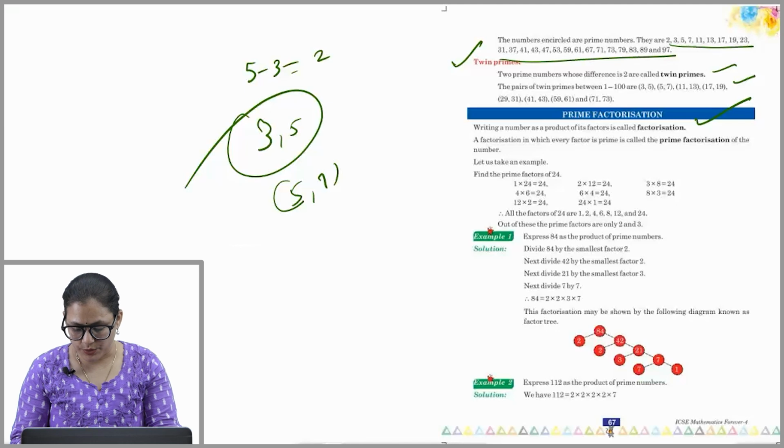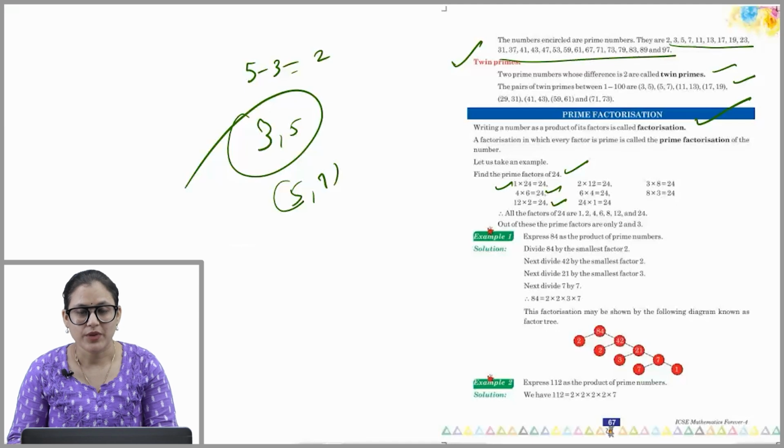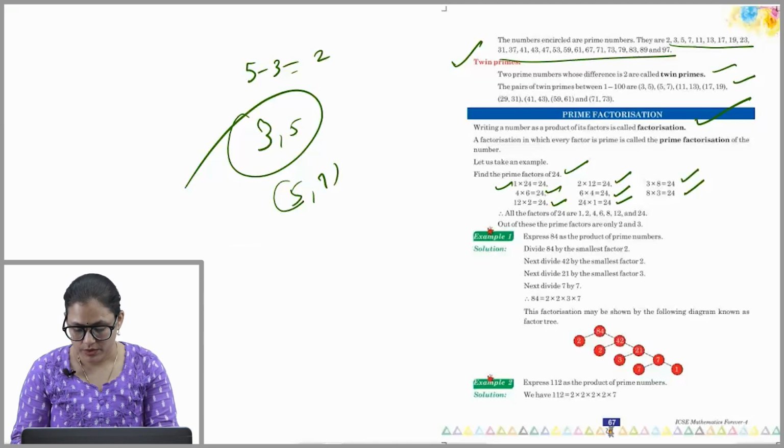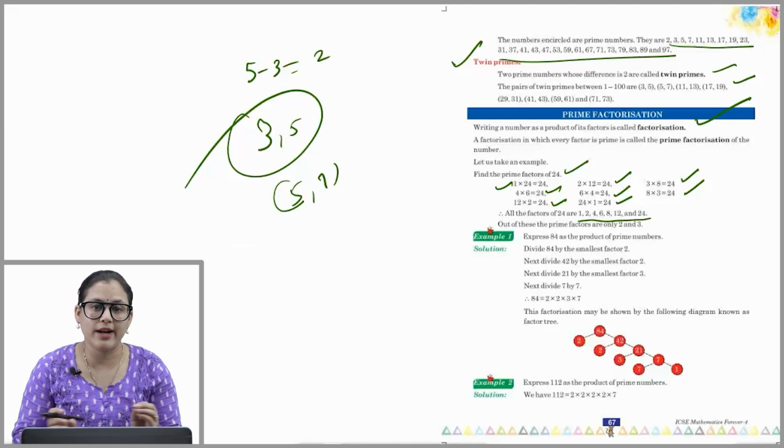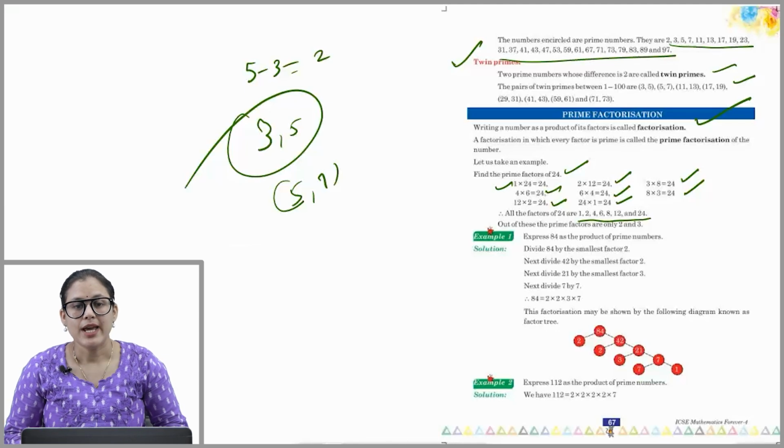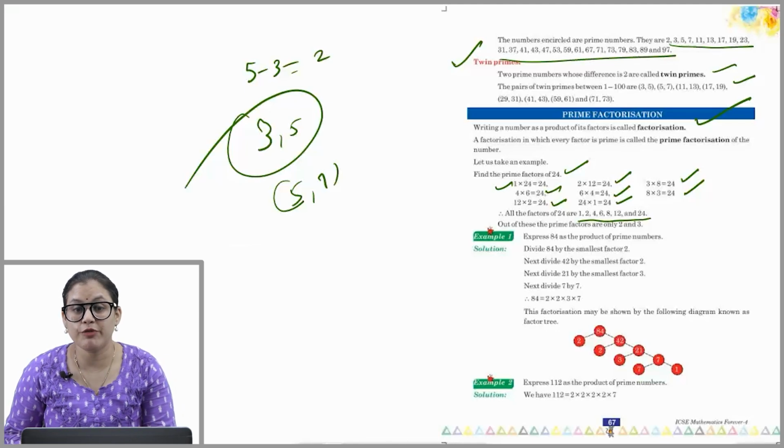Prime factors of 24. See, 1 into 24 is 24, 4 into 6 is 24, 12 into 2 is 24. 2 into 12 is 24, 6 into 4 is 24, and 24 into 1 is 24. 3 into 8 is 24, and 8 into 3 is 24. So, all the factors of 24 are 1, 2, 3, 4, 6, 8, 12 and 24. Out of these, the prime factors are only 2 and 3. Now, express 84 as a product of prime numbers.